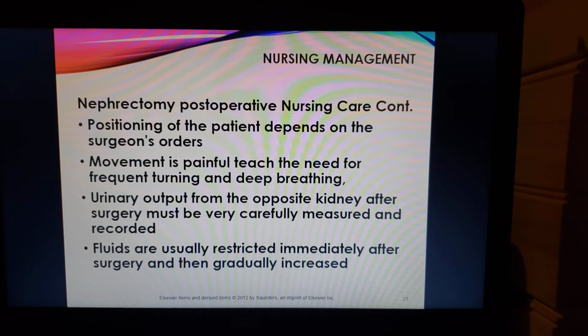Actually, you want to monitor from both. The opposite kidney, from the one in which the surgery occurred, you want to be monitoring and making sure it's functioning, and you also want to monitor any tubes that are present in the affected kidney.